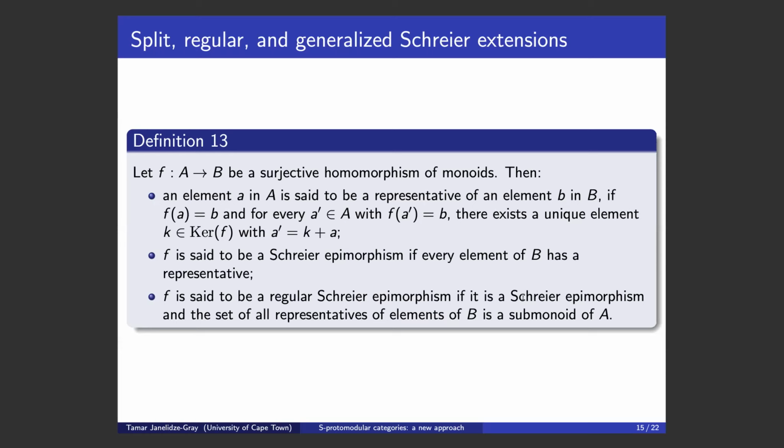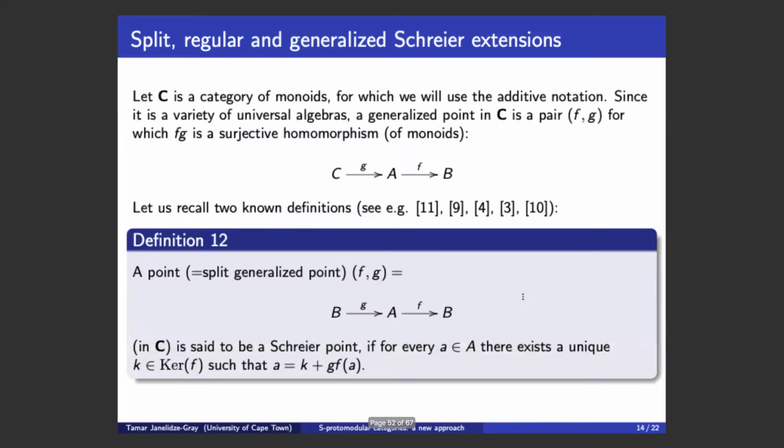So we have three notions. We have split Schreier epimorphisms, where F is from A to B, and every element in B has a representative. Sorry, I made a mistake. We have Schreier epimorphisms, which is that for every element in B, it has a representative. Then we have a regular Schreier epimorphism, which is a Schreier epimorphism such that the set of all representatives in B is a submonoid, and then before that we defined split Schreier epimorphisms.